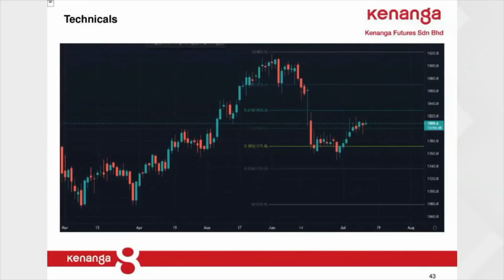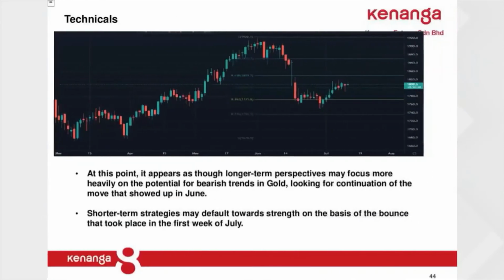Okay, and next one is technical. Of course, there's a huge plunge late of June last year, and right now, in terms of Fibonacci numbers, it's still hovering between 38 and also 68%. So for gold to resume its bullish trend, it needs to break above the 1879 levels, which is the 68% retracement.